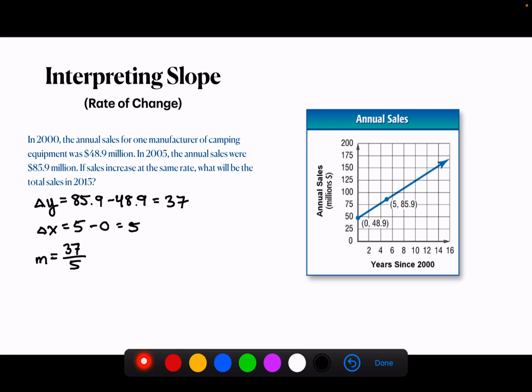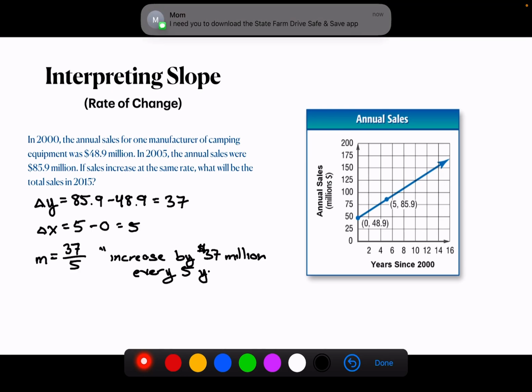Excuse me. So what does this mean? This means that every 5 years, we grow $37 million. Holy crap. We increase by $37 million every 5 years.